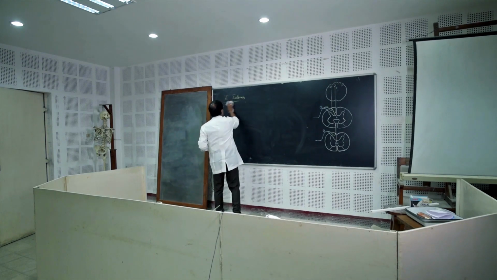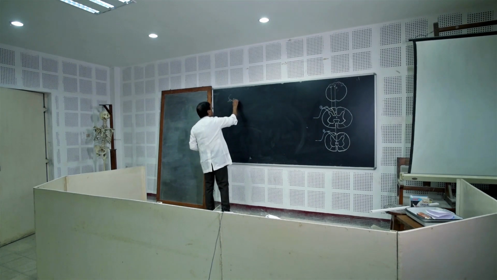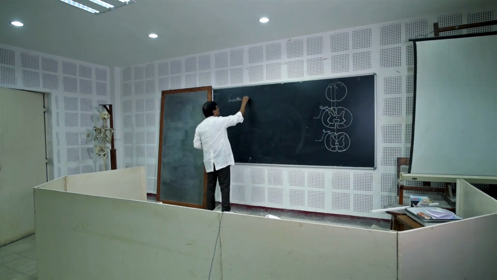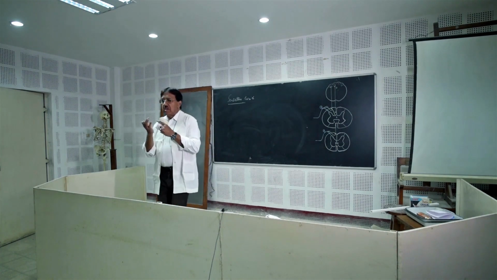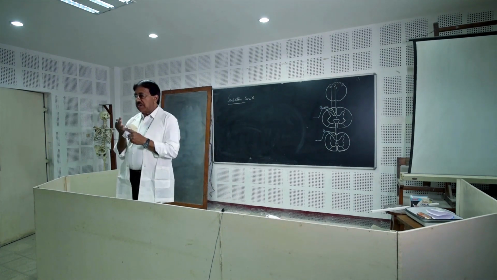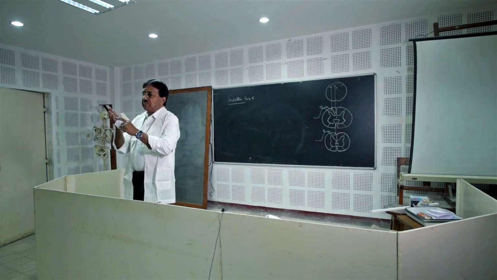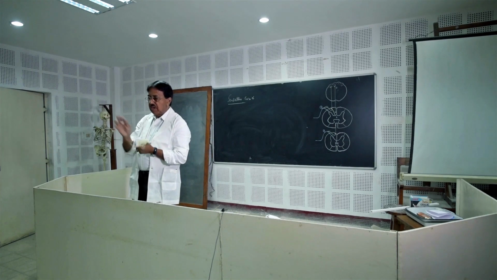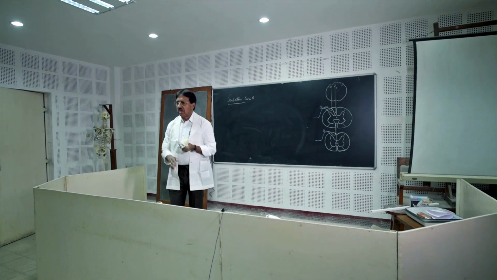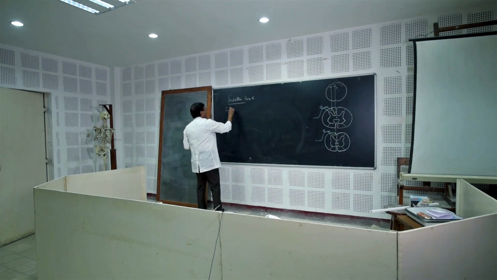After that, what are the sensations carried by the dorsal column? Number one, exteroceptive. Number two, proprioceptive. These two are somatic sensation, plus visceral sensation. Three kinds of sensations are carried. Before we go to the proprioceptive, exteroceptive: light touch.